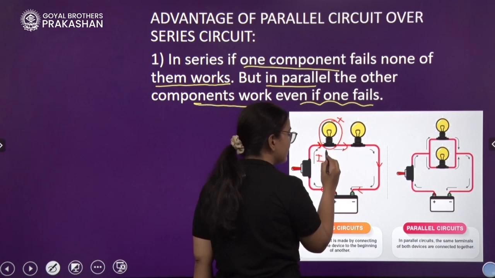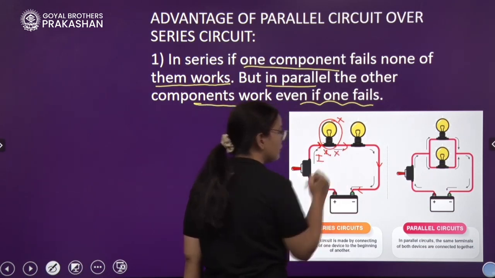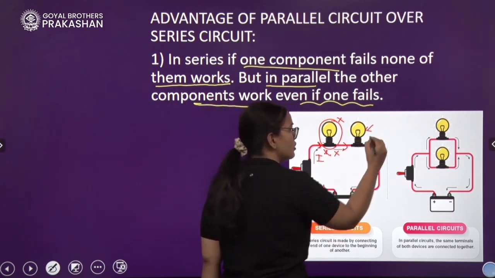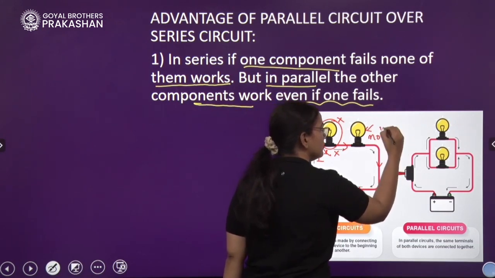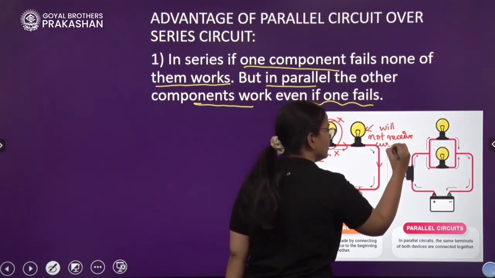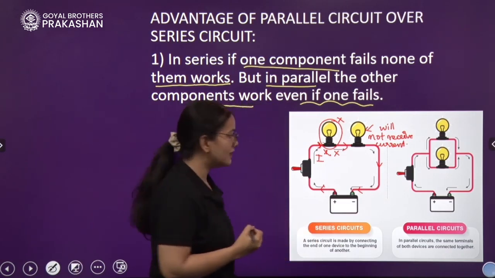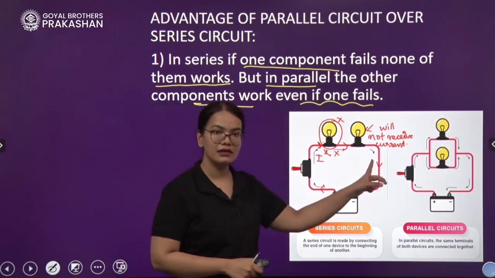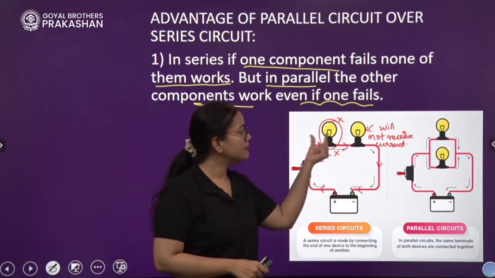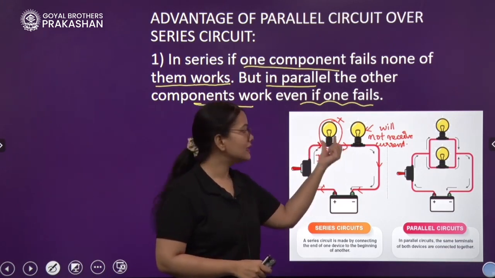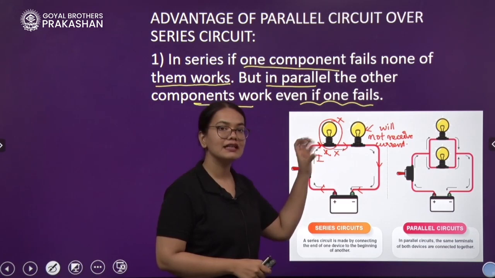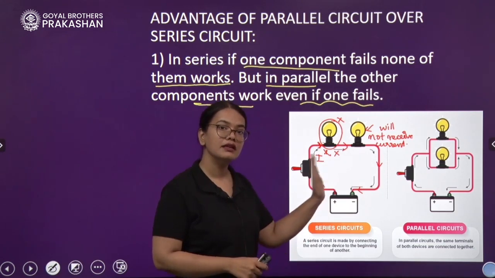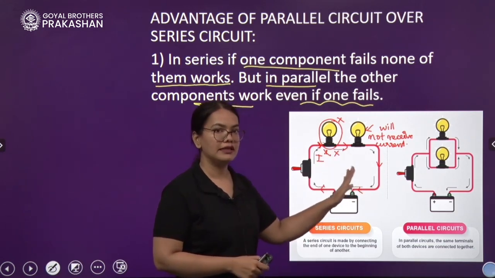The current will get blocked over here, current will not flow, and if the current is not flowing, this bulb too will not receive current. Therefore both the bulbs will not work. Although this second bulb is fine, there is no issue with the bulb, the first bulb has failed and there is some problem with bulb 1. As a result, the current is blocked and it will not flow over here. So both the bulbs do not work in the case of series.